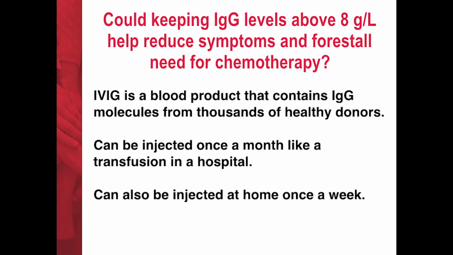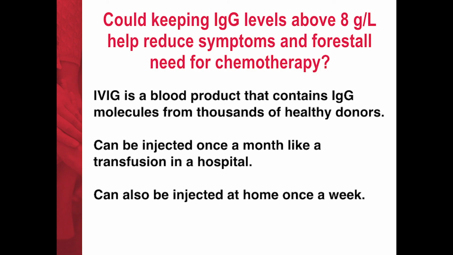So would it make sense to try and artificially keep IgG levels above 8 in the watch and wait period to try and enforce a sort of benign phenotype on CLL patients? And so you can do this. You can do this by injecting something called IVIG, intravenous immunoglobulin.